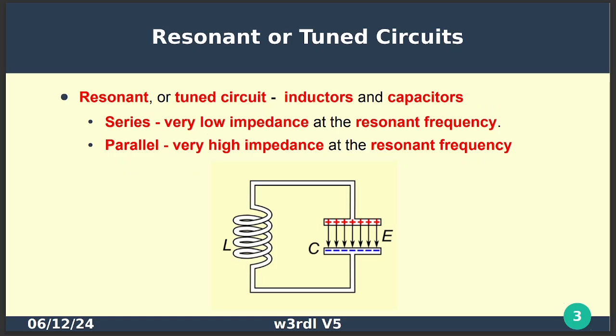Resonant or tuned circuits: inductors and capacitors. This symbol or drawing that you see here has an inductor on one side and a capacitor on the other side. And as it goes back and forth, theoretically it should stay pretty even, but you're going to have some losses in there at some point. Series has very low impedance at the resonant frequency, and parallel will have a high impedance at the resonant frequency.